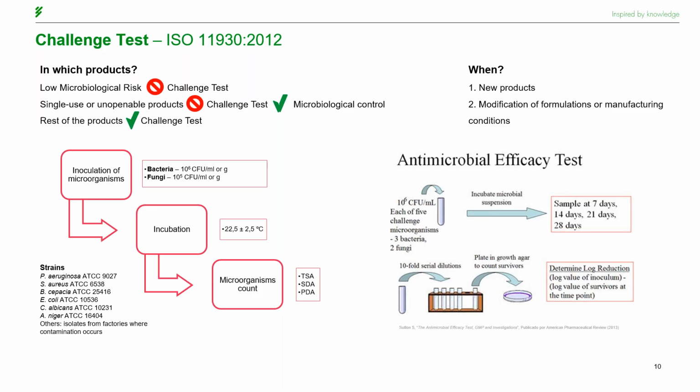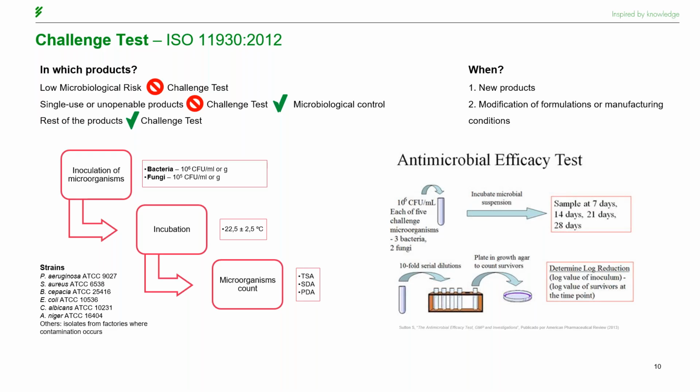The challenge test, or the preservative efficacy test, determines the effectiveness of the preservatives present in a certain cosmetic formulation against certain pathogenic and or altering microorganisms during normal use by the consumer. It is carried out when there is development of new products. Also, if, for example, the formula or even the manufacturing conditions of our product already commercially available are modified.